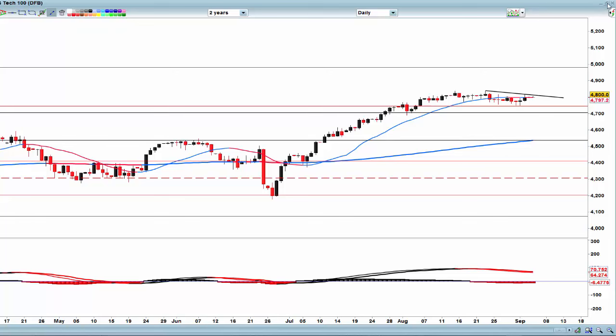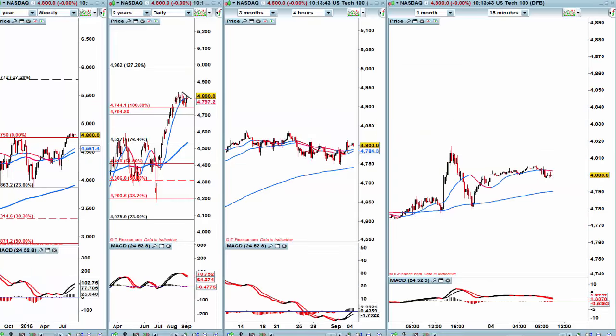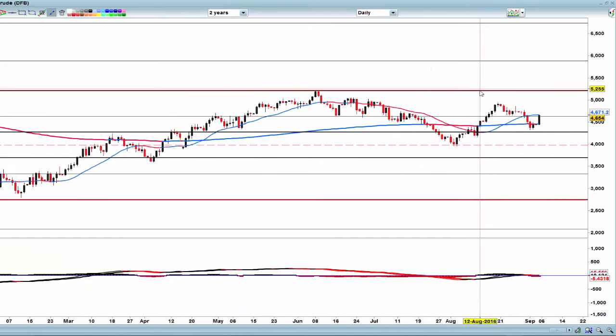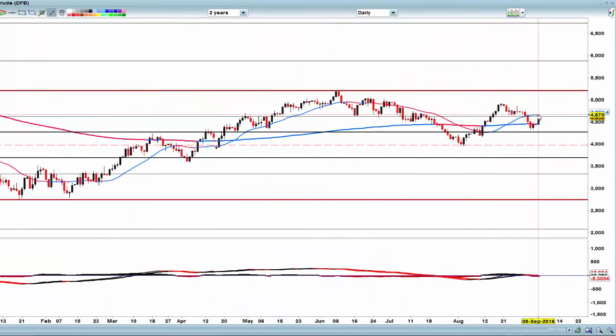Okay, so quick look at oil and gold. Oil, nice push up into resistance. I think it's got legs. I think this is a 1, 2, 3 wave move. This is the pullback. The pullback's got bought.